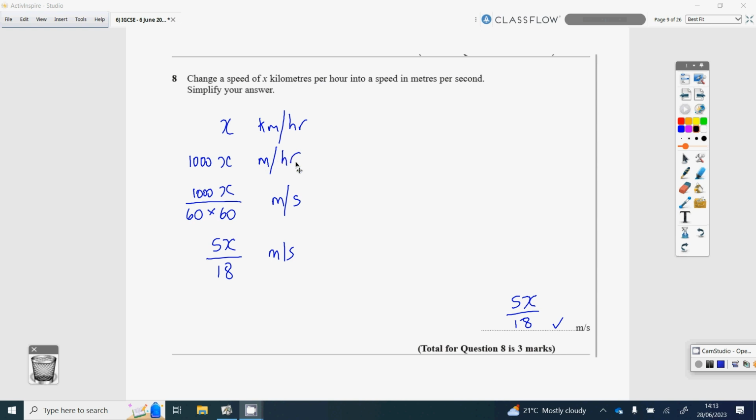Now, to go from hours to minutes, you're going to divide by 60. And from minutes to seconds, you're going to divide by 60 again. So converting this into meters per second is going to be 1,000x divided by 60 and 60 again. So 1,000x over 60 times 60. Pop that 1,000 over 60 times 60 into your calculator. You get 5 over 18. So our final answer is 5x over 18.